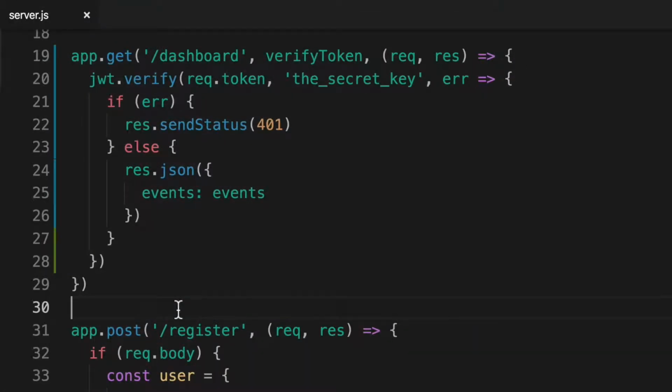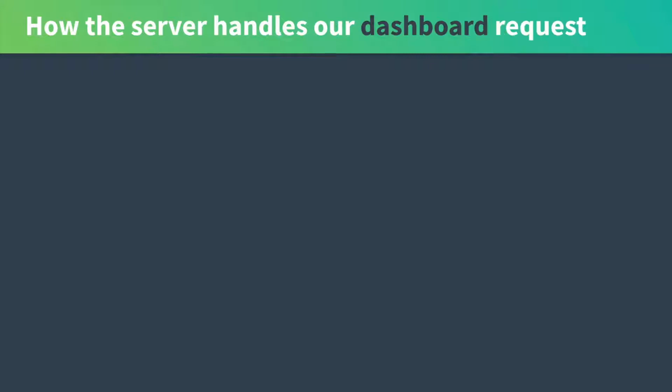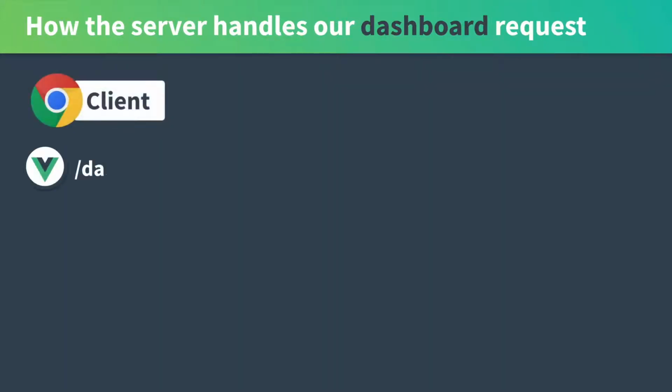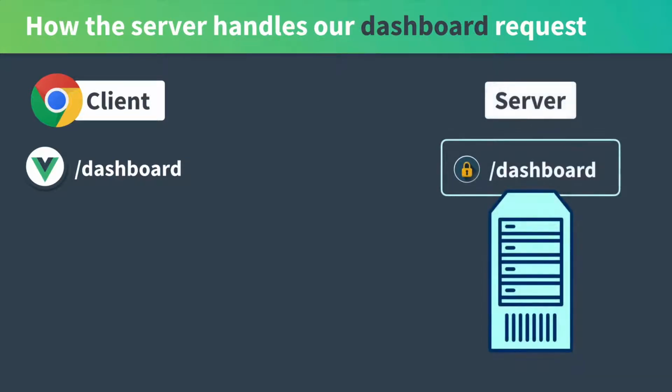In the previous lesson, in our server.js file, our dashboard endpoint was automatically sending us back our event data. But now it's going to verify that we have a token before it sends back that private data. So let's understand how the server is going to handle requests made from our Vue app. So when we route to dashboard in our app, that's going to make an API call out to the dashboard endpoint on our server. Our server will verify that we have the proper permission, or in other words, the token, to access the private data.